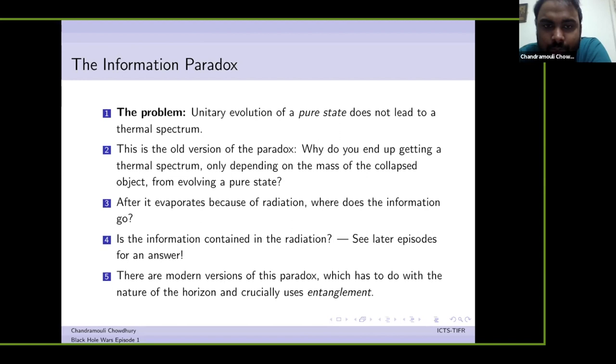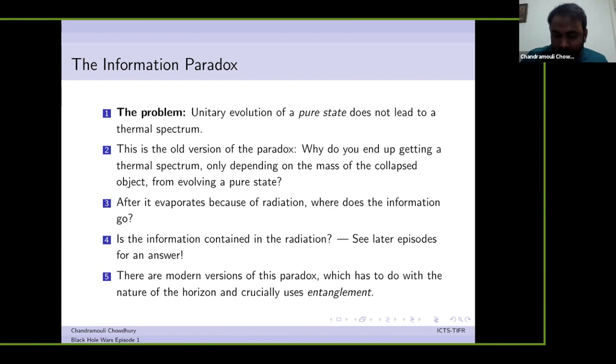Right. Okay, great. Thanks for the question. One point where that's really visible is point two. That is one way of looking at it. That is, you start with a pure state and you end up getting a mixed state or a thermal state. And that shouldn't happen according to the laws of quantum mechanics. So that's one way in which there's a conflict.